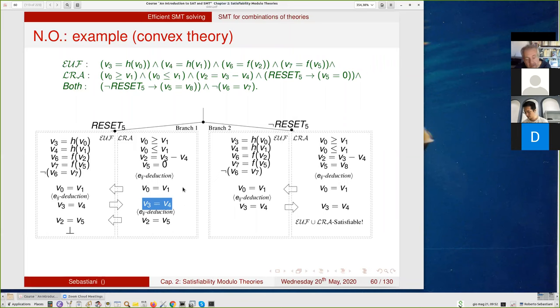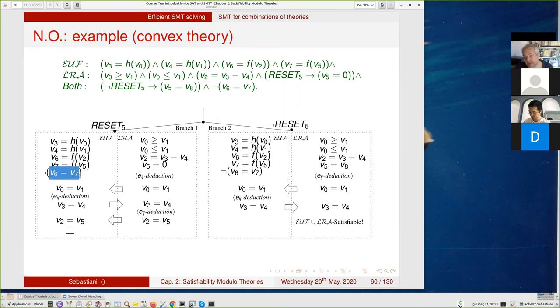And this is passed again to the arithmetic solver. But the arithmetic solver now looks at this atom here and says, look, if V3 is equal to V4, then V2 must be equal to 0. But if V2 is equal to 0, then V5 and V2 have the same value. So it can deduce that V2 equals V5, and it passes this information back to the UF solver. The UF solver says, now I know that V2 must be equal to V5, but then I have a problem, because if V2 is equal to V5, then V6 must be equal to V7.